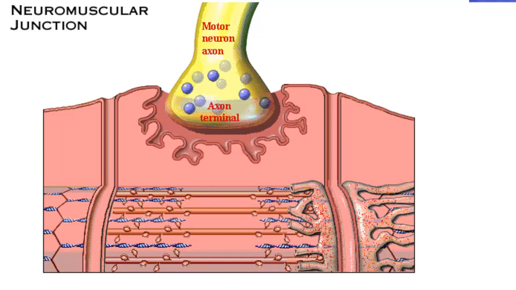The swollen distal end of the motor neuron axon is called the axon terminal. Within the axon terminal are synaptic vesicles containing the neurotransmitter acetylcholine. Notice that at the neuromuscular junction, the motor neuron and the sarcolemma of the muscle cell do not actually touch.